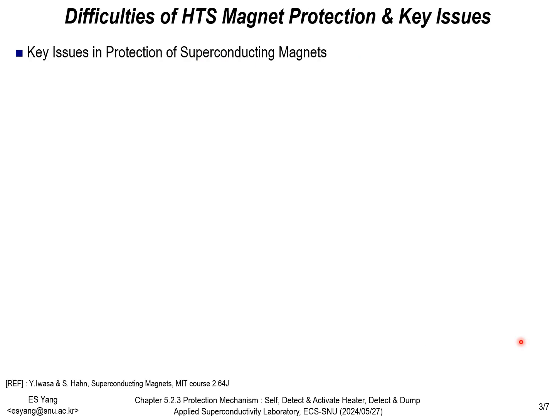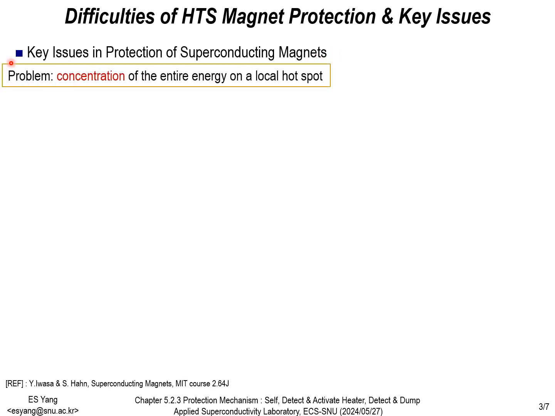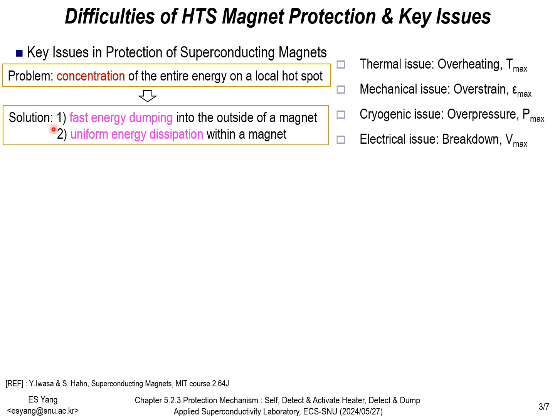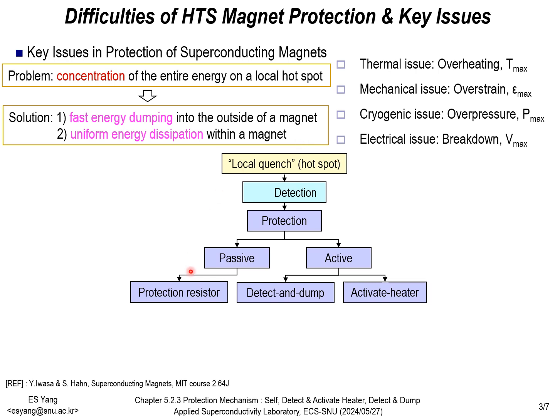I will discuss the important points in protection and the challenges in HTS magnet protection. As mentioned earlier, the problem when a quench occurs is the concentration of energy within the magnet. If the energy is concentrated, it can lead to four major issues: overheating, overstrain, overpressure, and breakdown, which significantly affect the magnet. Therefore, the solutions include quickly removing the energy outside the magnet or dissipating the energy uniformly throughout the magnet. The classification of protection mechanisms is shown in the table below.